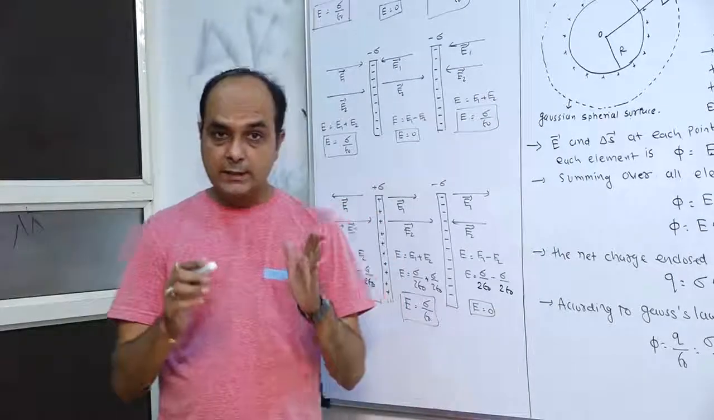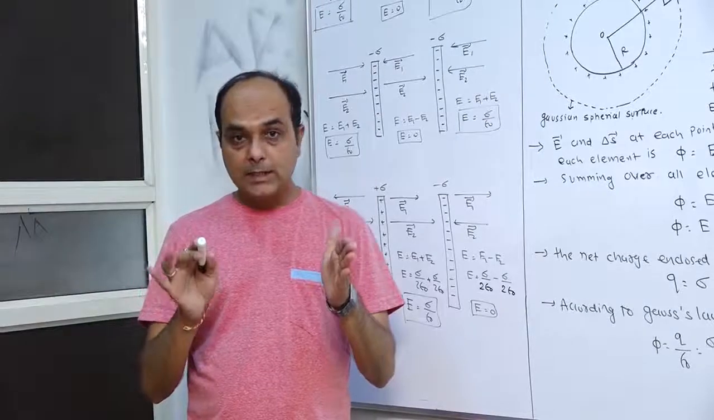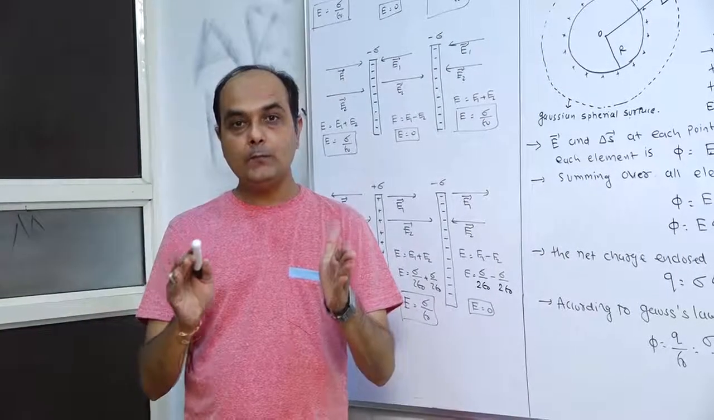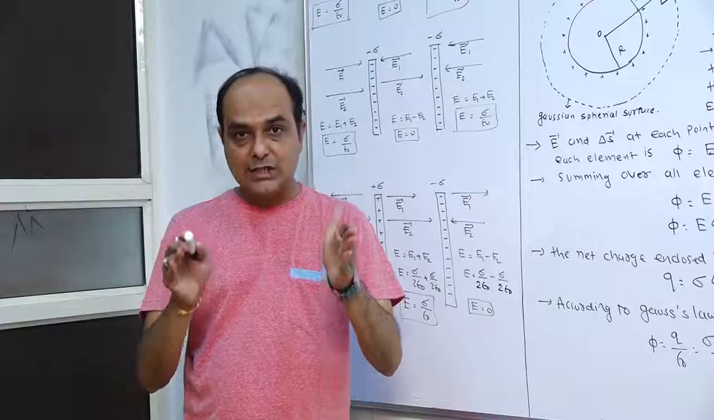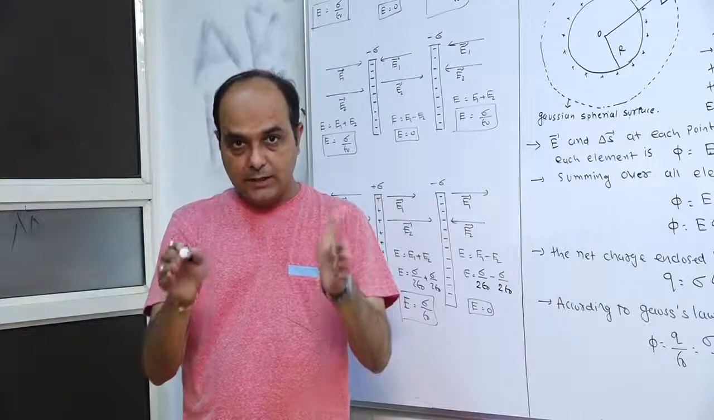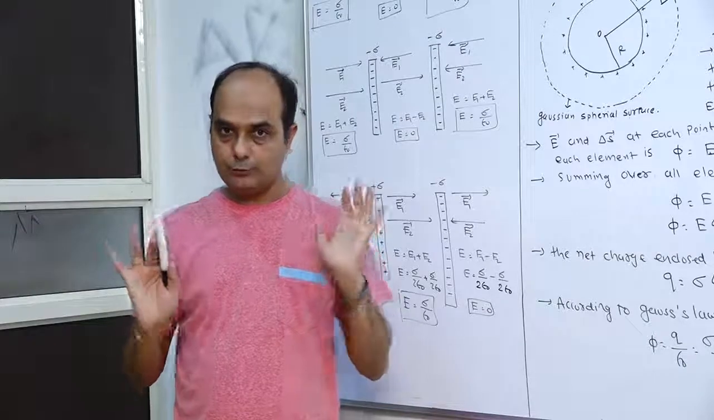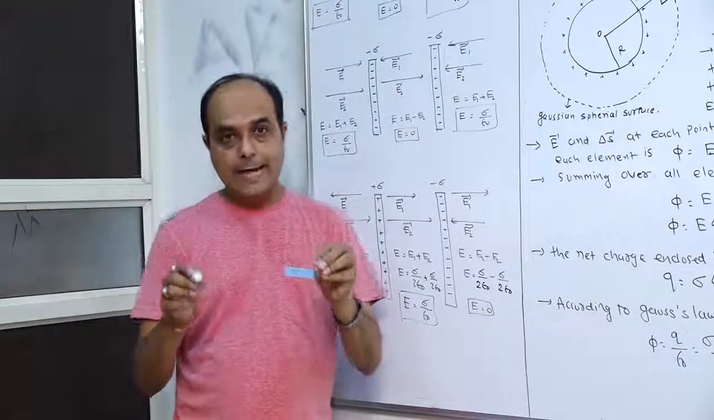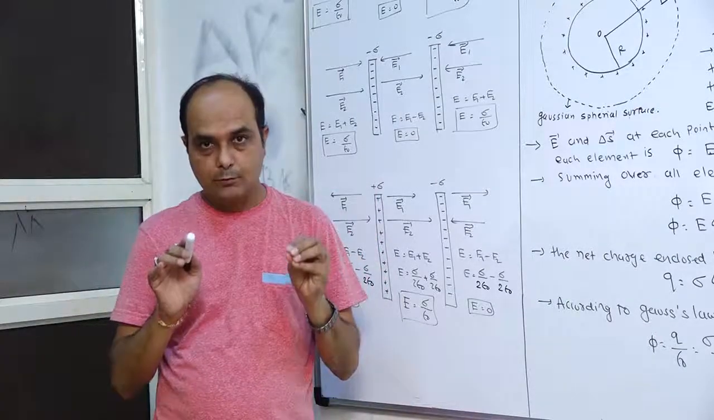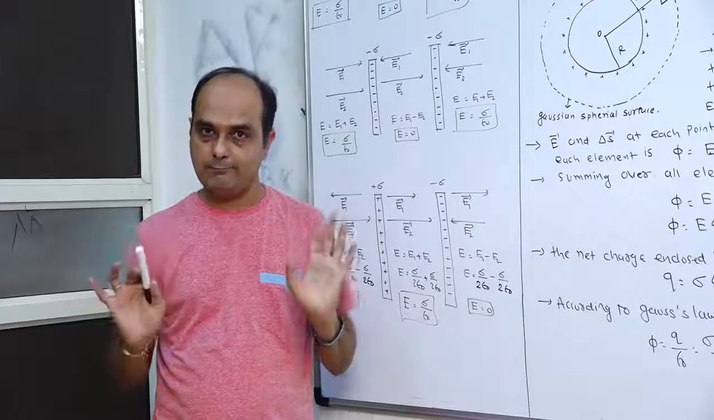Well student, the theory is about the electric field intensity due to a uniformly charged plane sheet. It is completed. We derived an equation that is E is equal to sigma by 2 epsilon 0. Now there is one additional thing that is to be used in your competitive exam.